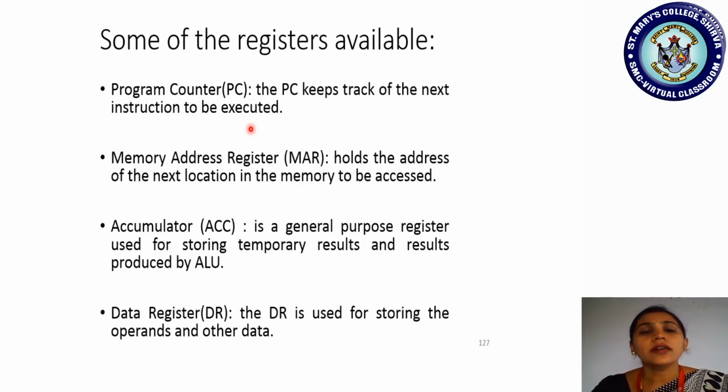Similarly, when the first instruction gets executed by the processor, it picks up the next instruction from the counter. So now the counter is holding how many? Among 5, the second instruction is getting executed, so there are again 3 to be executed, like this. So it keeps track of the instruction which has to be executed by the user. And memory address register, what is this? It holds the address of the next location in the memory to be accessed.